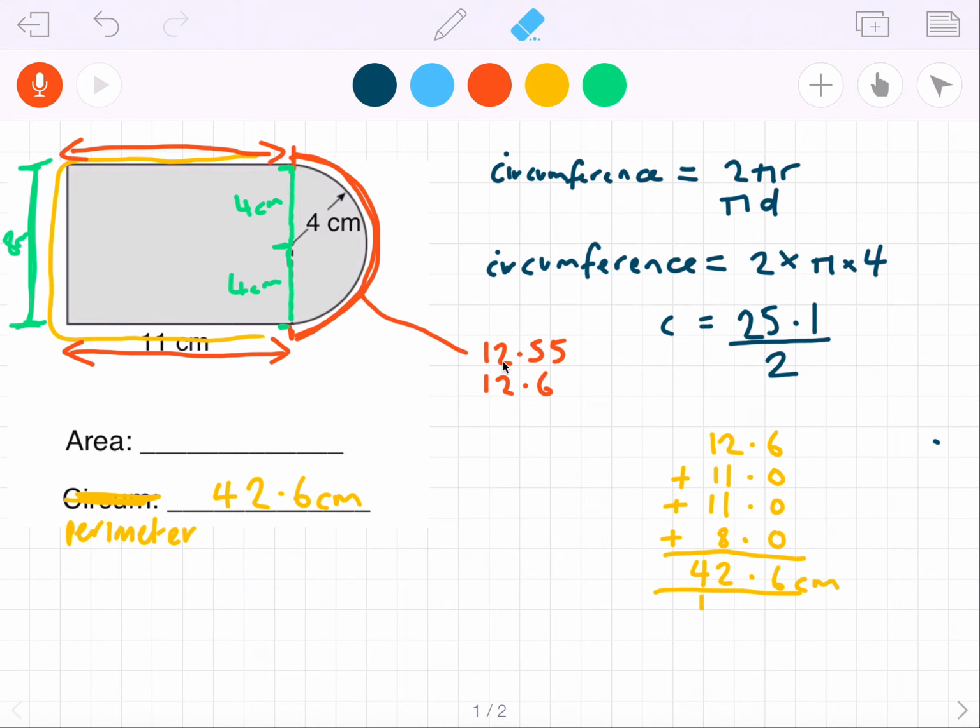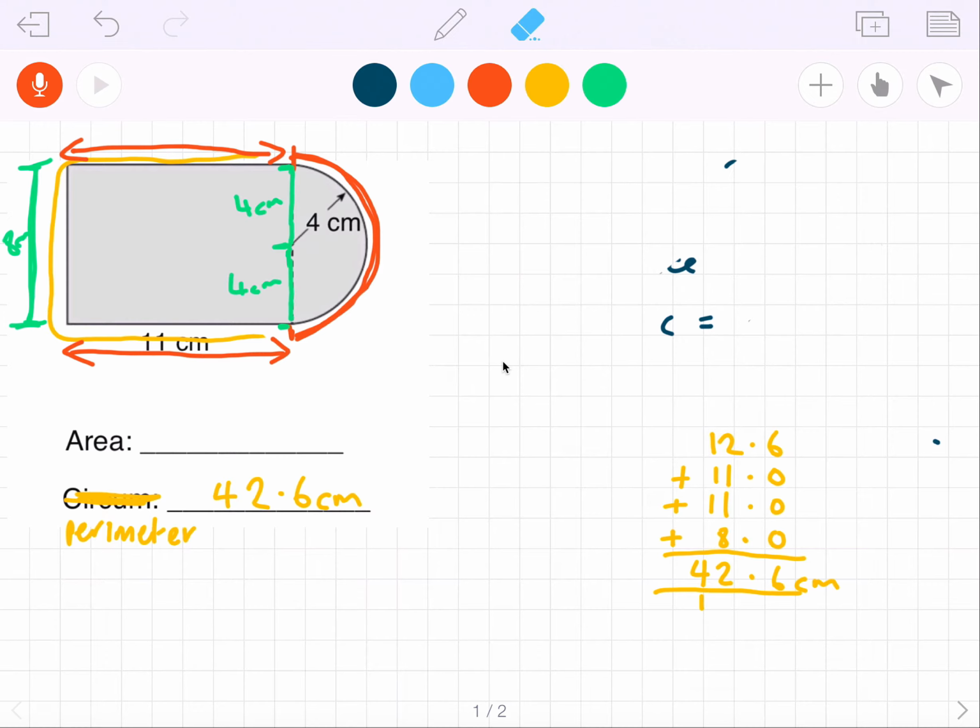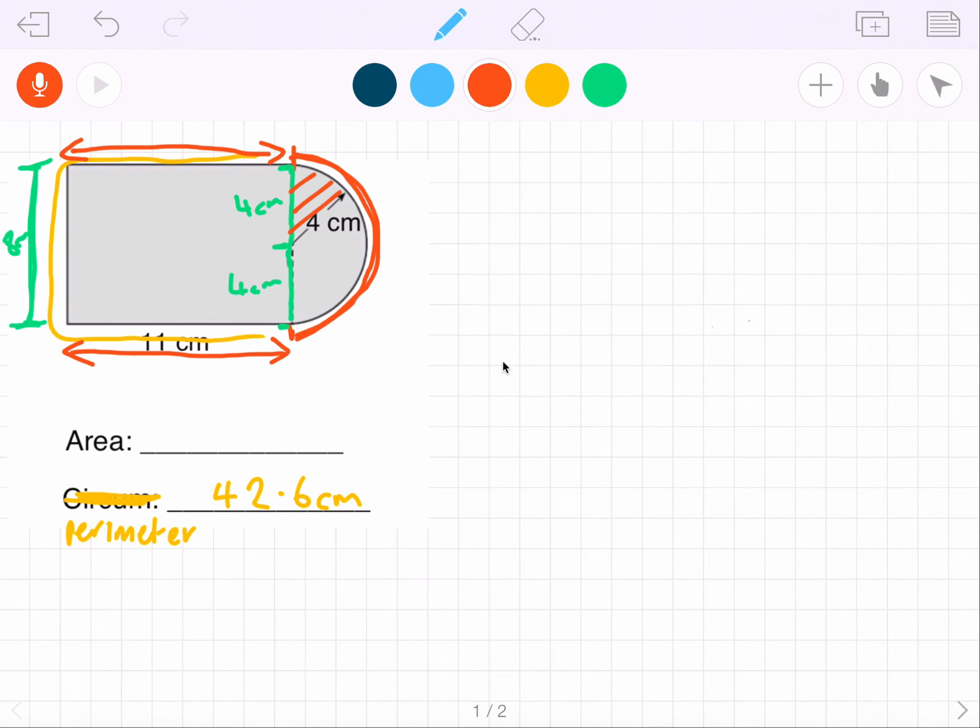Now I'm just going to get rid of this, and now what we're going to do, there we go, sorry about that, is have a go at calculating the area. Like before, I'll start with our semicircle. So we're going to calculate the area of this part here to start with.